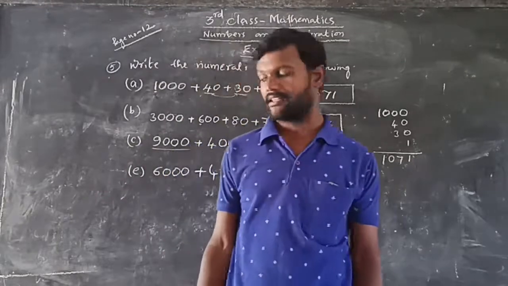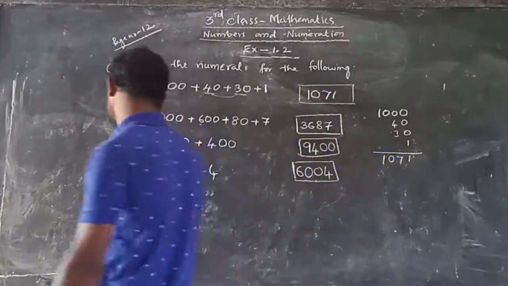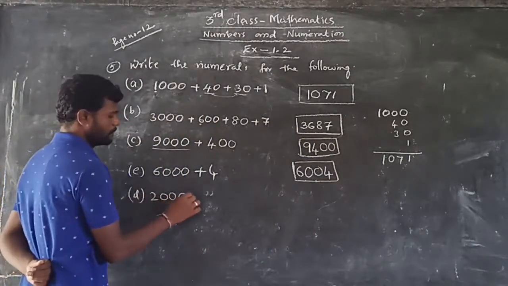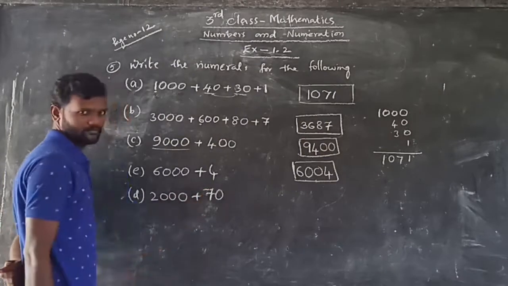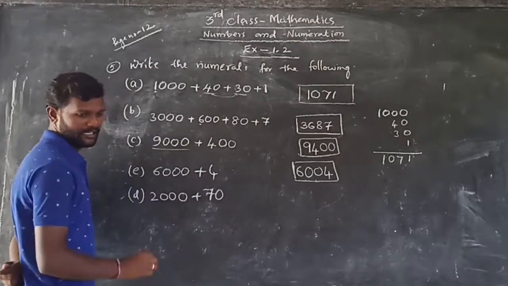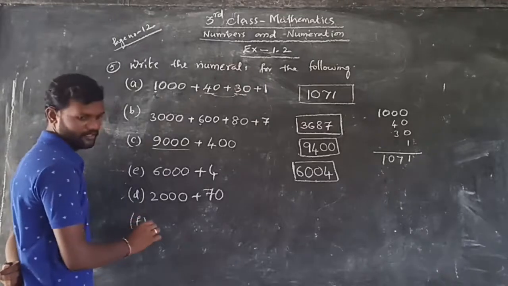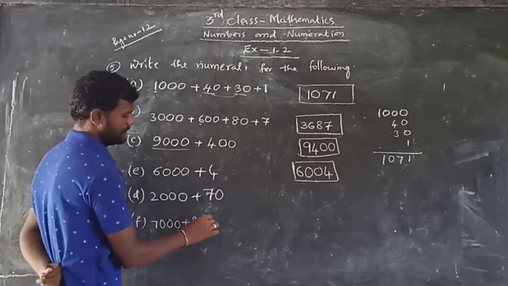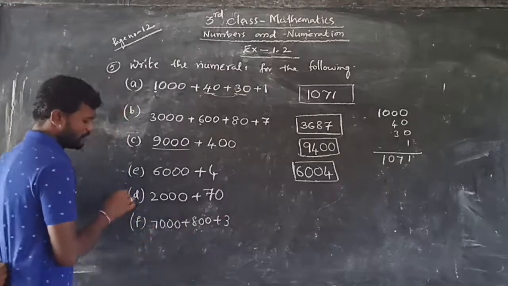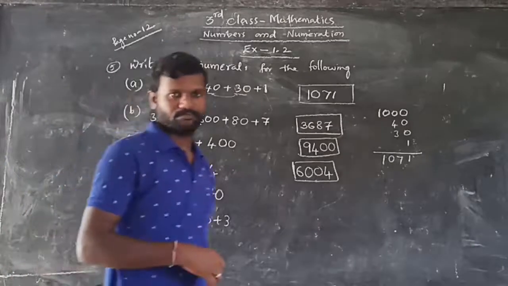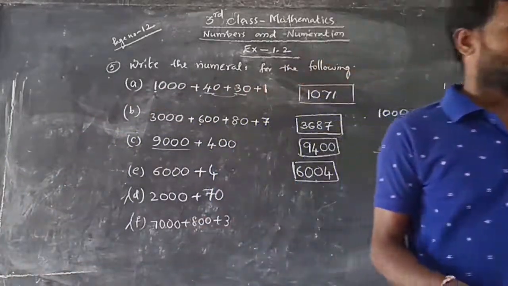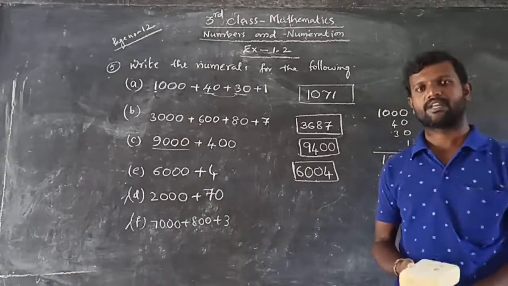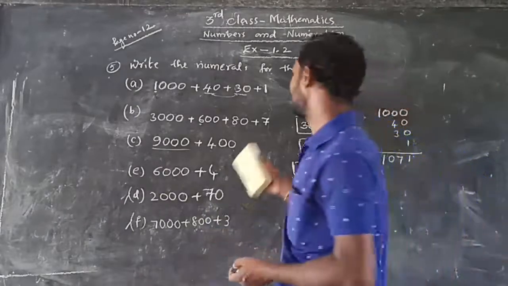Okay. Similarly, there are two more problems. What are those? D. What is D? 2000 plus 70. And F. What is F? 7,000 plus 800 plus 3. These two problems I am leaving for yourself. Okay? Complete the two problems. By this, exercise 1.2 completes. Now enter exercise 1.3.